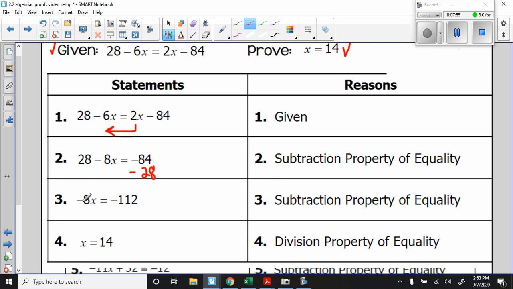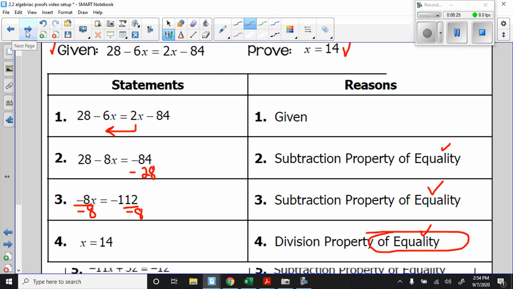Now, in the last step here, we would just divide both sides by negative 8, and we would end up with x equals 14. And how did we get to x equals 14? We used the division property of equality. Of equality means you do it to both sides. So I divided both sides by the negative 8. Anytime you see of equality, it means it has to be done on both sides.